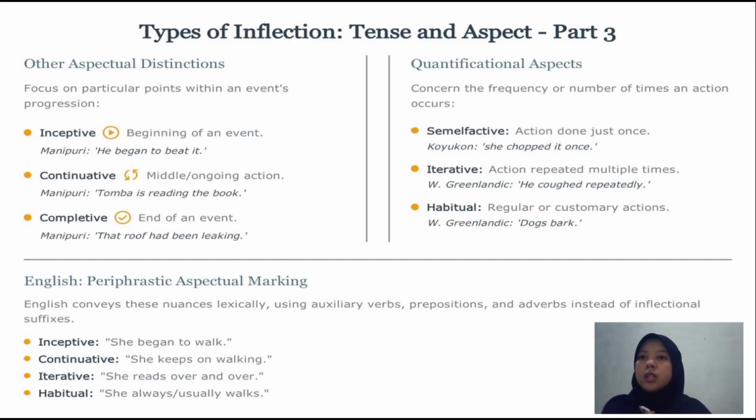continuative, or ongoing action. This aspect emphasizes that an action is still happening now, not yet completed. For example, Tomba is reading the book.